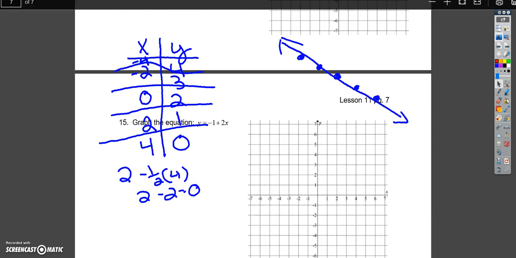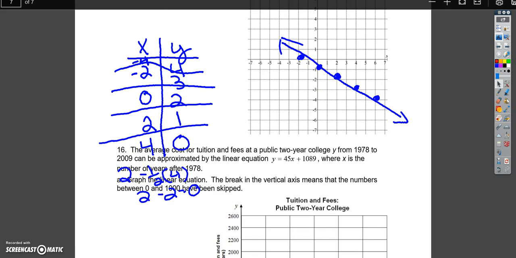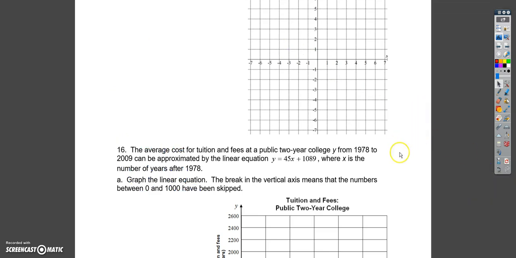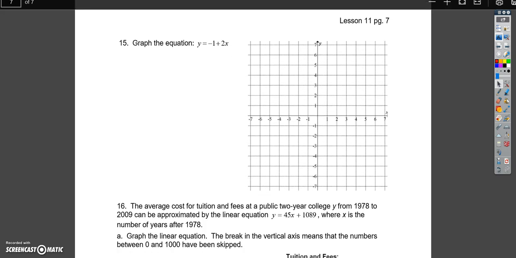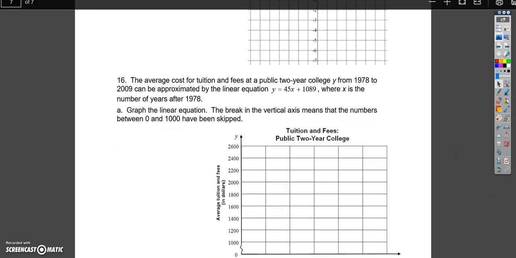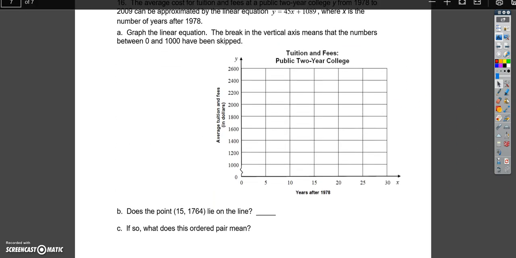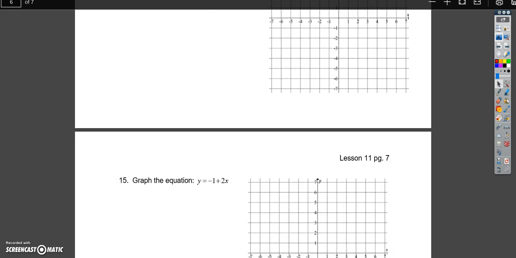So I've got 2 more left. And I have time to probably do one of them. So I'm going to do this bottom one, this one we will do in class. And this one we will do in class. We'll do the last 2 in class when we meet next.